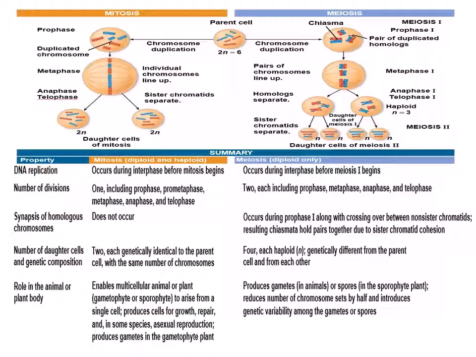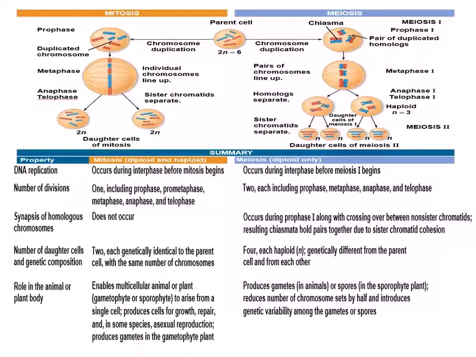Mitosis produces 2 genetically identical cells. Meiosis produces 4 genetically different cells. Mitosis can go from diploid to diploid or haploid to haploid, depending on the type of critter and its life cycle. And meiosis goes from diploid to haploid. So meiosis is a reduction division.